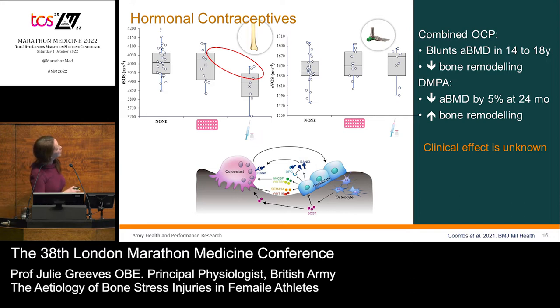And these are our contraceptive groups. This is the COCP, and these are the depot groups. What we did show was a significant difference in the quality of the cortical bone between the pill group and the depot group, or rather, these two groups were also significantly different from the women who didn't take any contraceptives. We didn't show any difference at the trabecular site. There seemed to be very much a cortical-specific response.